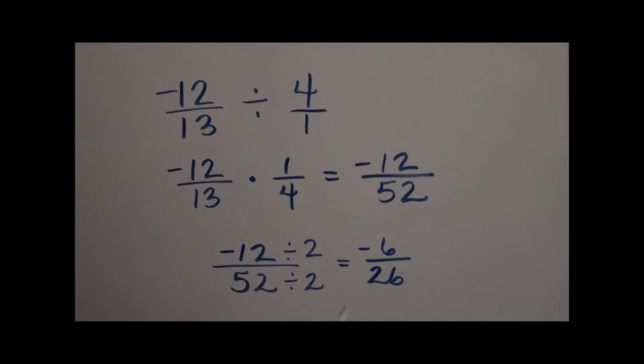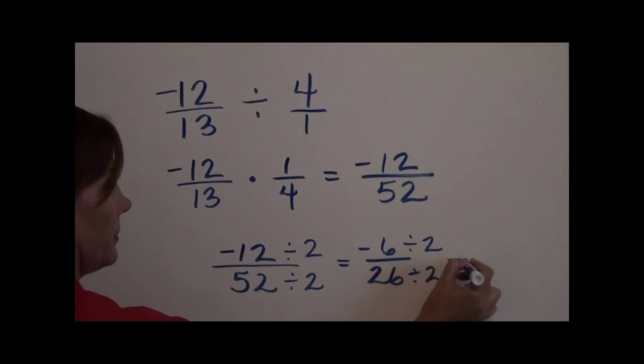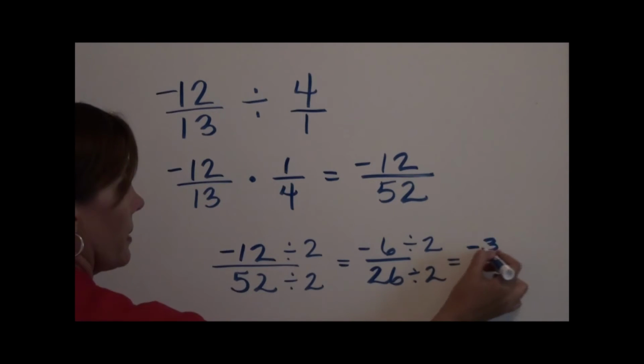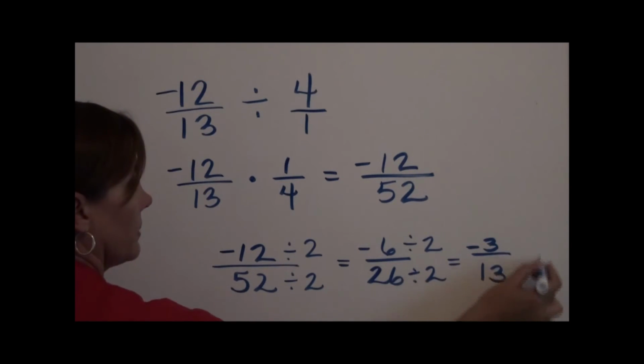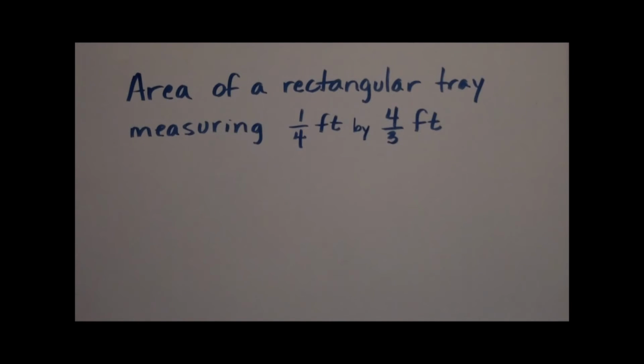Now I can do the same thing again. They're both even. Divided by 2, divided by 2. And I get negative 3 over 13. And that's my answer.